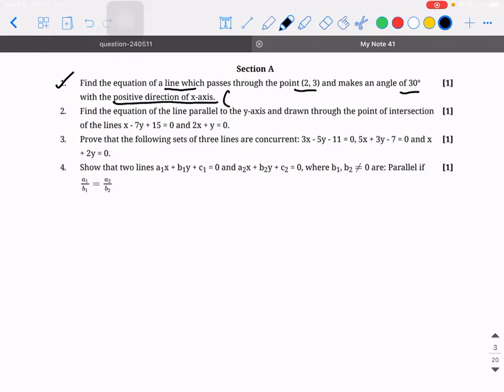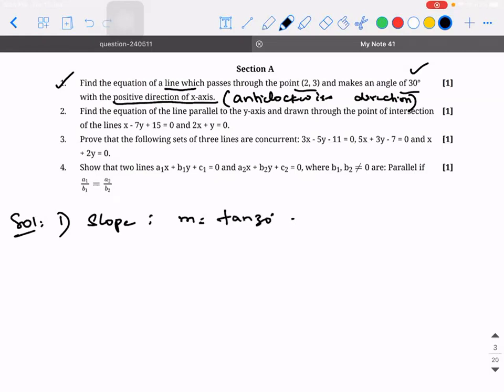So what does this mean? It means anti-clockwise direction. That is another way to say positive direction of x-axis. So wherever an angle is given, indirectly what is given? The slope. Slope is tan 30 degrees. Tan 30 is 1 by root 3. And the point is given, the point is (2, 3). So what will be the equation?